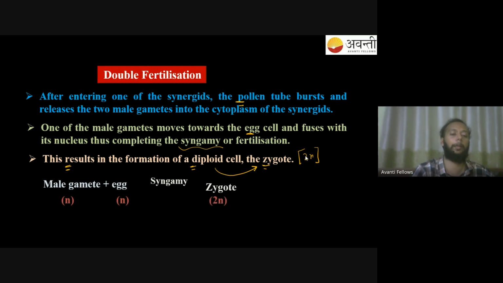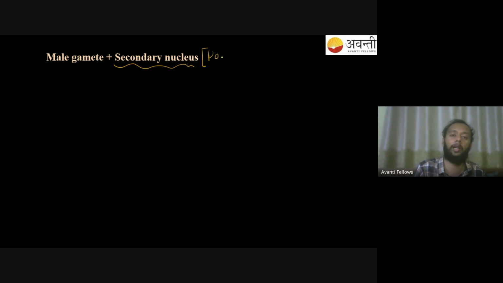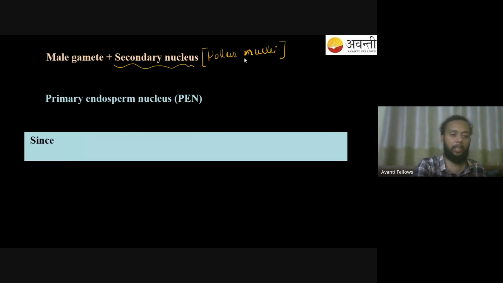Okay, so you can see this happening. That is my syngamy. Then male gamete plus secondary nucleus. Now, what is my secondary nucleus? This is nothing but my polar nuclei. Secondary nucleus is a new term, and it is nothing but my polar nuclei. So my male gamete fuses with the secondary nucleus and will give rise to your primary endosperm nucleus.